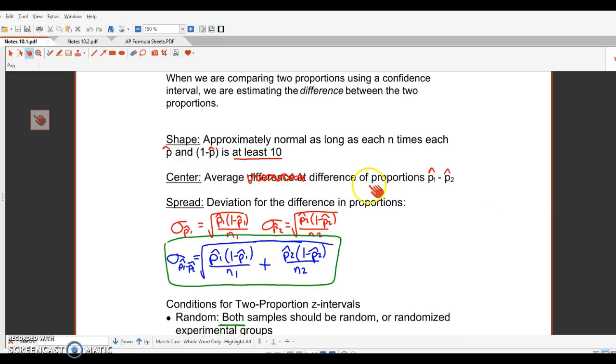The center will be at the average difference in the sample proportions, and then the spread will be the deviation of the combined spreads for each distribution. So the distribution for the first proportion is the standard error calculation. This is the standard deviation for the second proportion in the second sample. When I combine them, the difference, the standard deviation for the combined distributions would be this. Notice that even though we were subtracting, we would end up adding on this side.